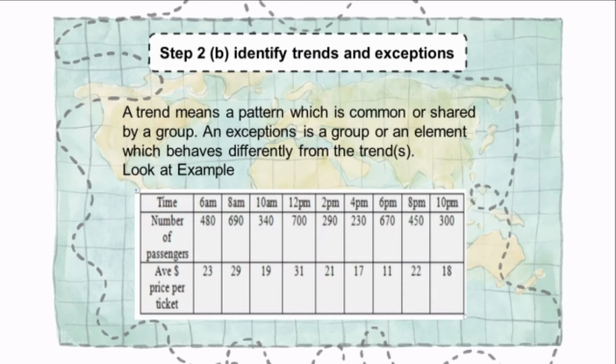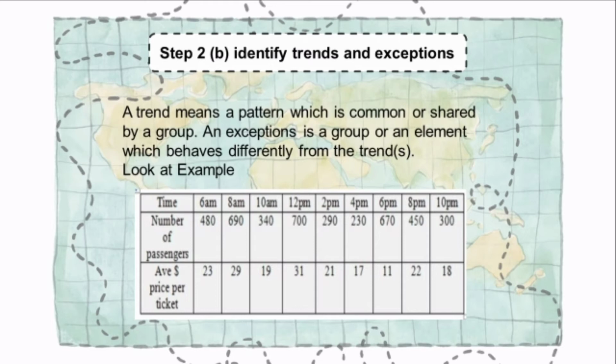Next, step 2, Part B. Identify trends and exceptions. A trend means a pattern which is common or shared by a group. An exception is a group or an element which behaves differently from the trends. Look at example. This is a movement chart. It shows 9 different time scales along the top axis. The units shown are number of passengers and dollars per ticket.